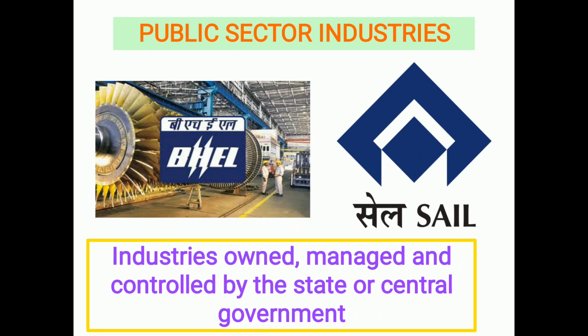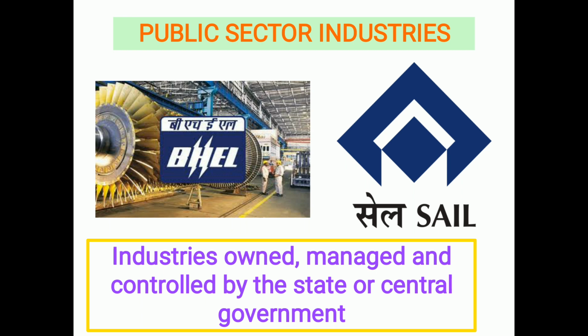You can see the example of BHEL and SAIL. BHEL is Bharat Heavy Electricals Limited. SAIL is Steel Authority of India Limited. BHEL and SAIL come under which sector? They come under the public sector. So BHEL and SAIL are industries which are owned, managed and controlled by the state or the central government.